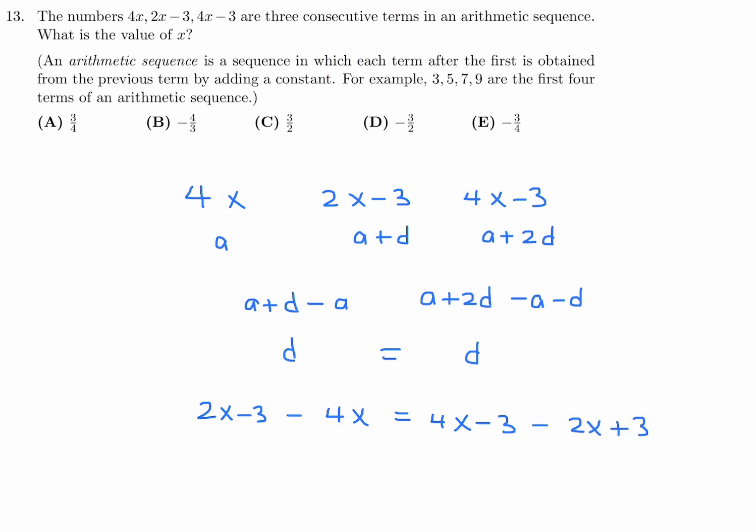Now let's do this algebra. So this will give me minus 2x minus 3. And on this side, it looks like just 2x. So minus 3 is equal to 4x, and therefore x is equal to minus 3 over 4. Minus 3 over 4 would be choice E for number 13.